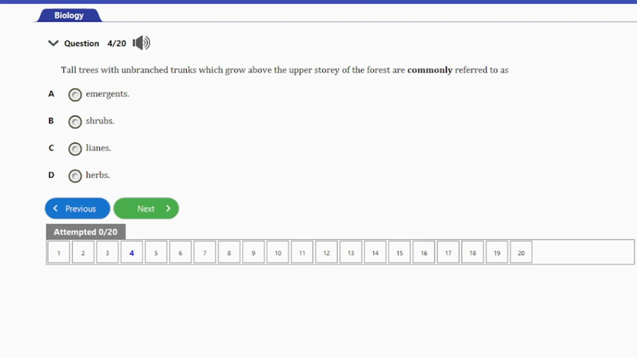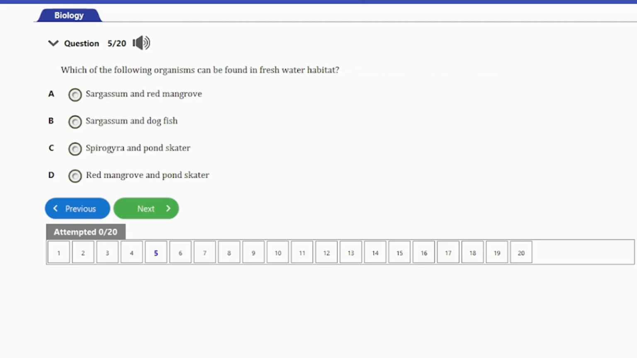Question number 4 says, tall trees with unbranched trunk which grow above the upper story of the forest are commonly referred to as A, emergents, B, shrubs, C, lianas, and D, herbs. The answer to this question is option A, and that's emergents. So in a forest, the tallest trees with unbranched trunk that grow above the upper story are referred to as emergents. So let's consider the next question.